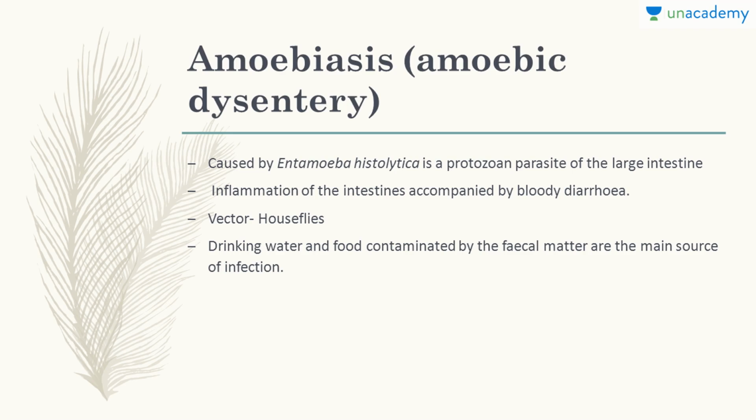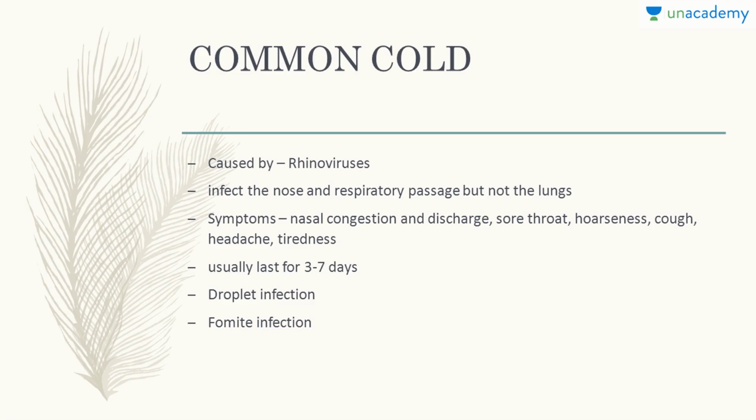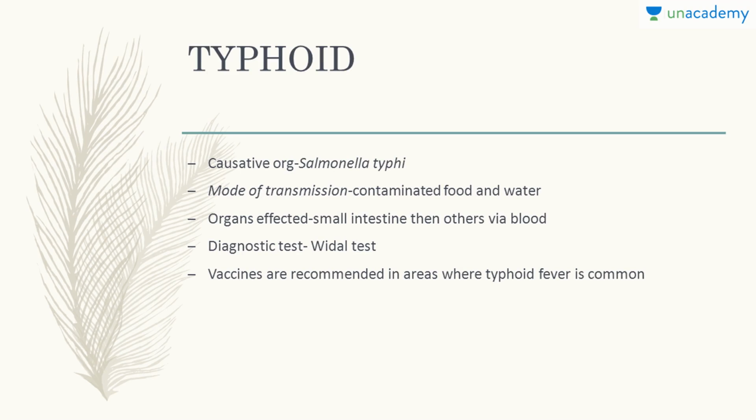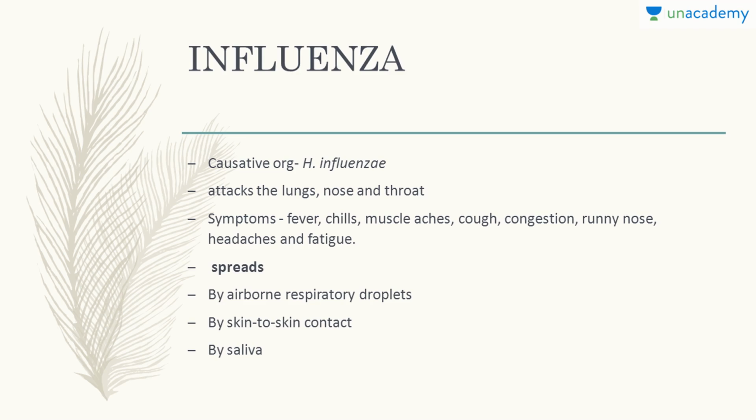So basically you don't need to know much about these diseases. Just know the causative organism, if there is any vector, and any important means of spread. Like amoebiasis is spread by drinking water and food, because this is also a GI problem. Most of the gastrointestinal problems are spread by contaminated food and water. You can see amoebiasis, and the typhoid one also, is the same thing.